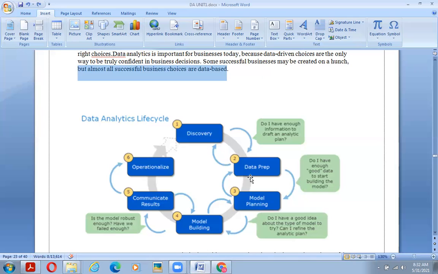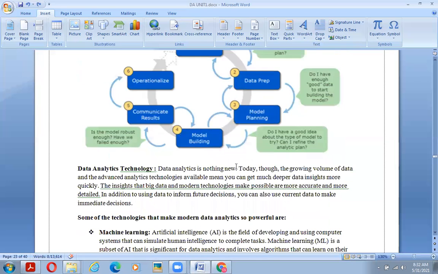Then, after that, we try to operationalize that model on our business application.